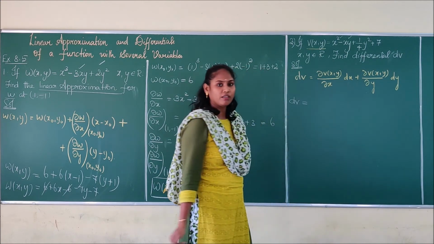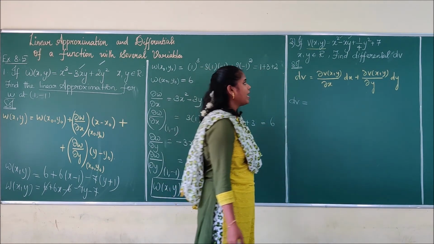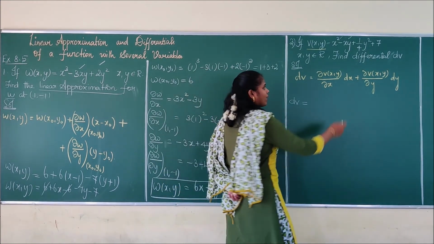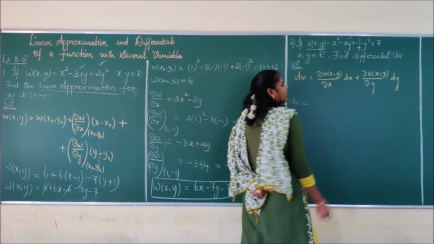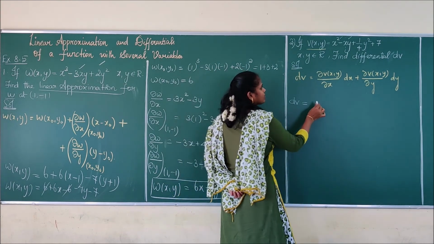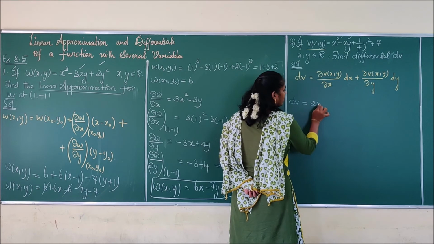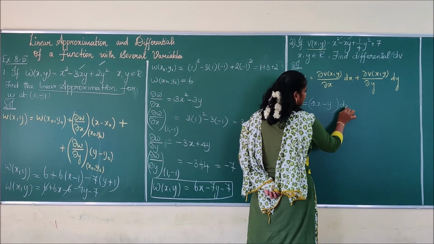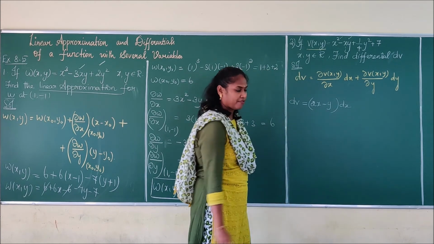What is the derivative of x square? It is 2x. And the derivative of minus xy is nothing but minus y, because the value of x is 1 and y is considered to be a constant here. So the derivative is nothing but 2x minus y into dx. Okay? So this is my first value.